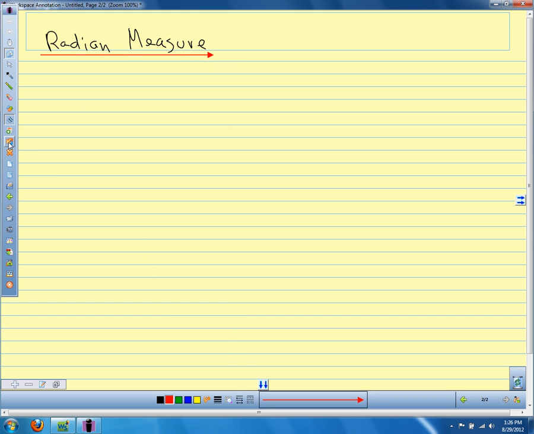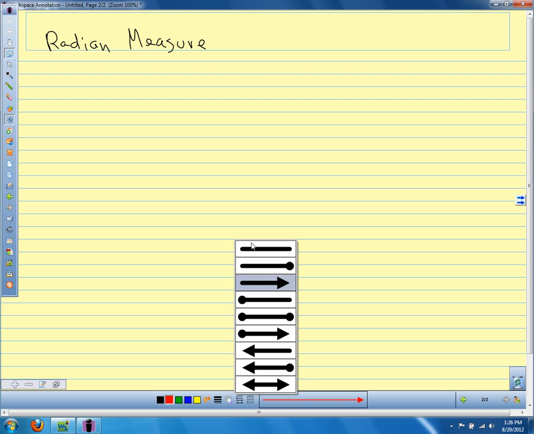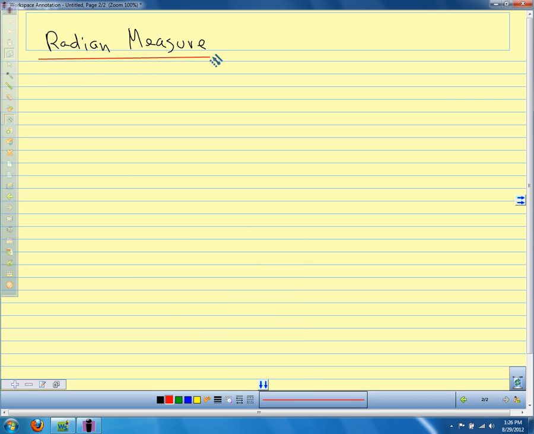So radian measure has to do with the arc length and the radius of the circle. If we think of the side of our angle rotating around and making a circle, radian measure has to do with the arc length of the circle and the radius of the circle. So let me draw another picture and we'll talk about radian measure.